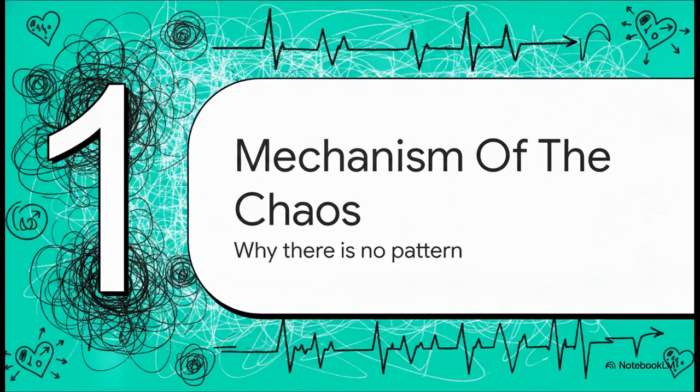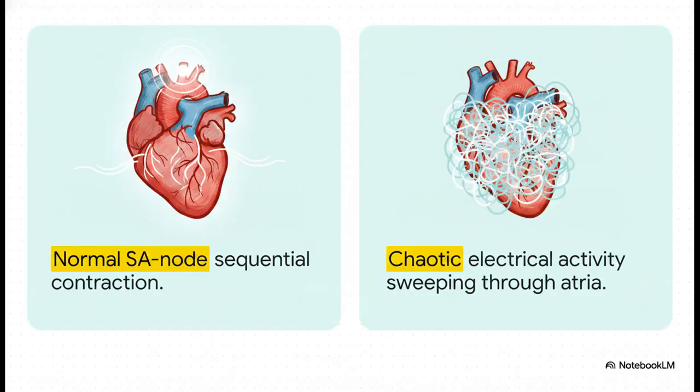Section 1. Mechanism of the chaos. Why there is no pattern. Think about the stark contrast here. Your normal cardiac rhythm relies on this beautiful single-dominant pacemaker, the sinoatrial node, organizing a perfectly coordinated atrial contraction. Atrial fibrillation completely hijacks that.